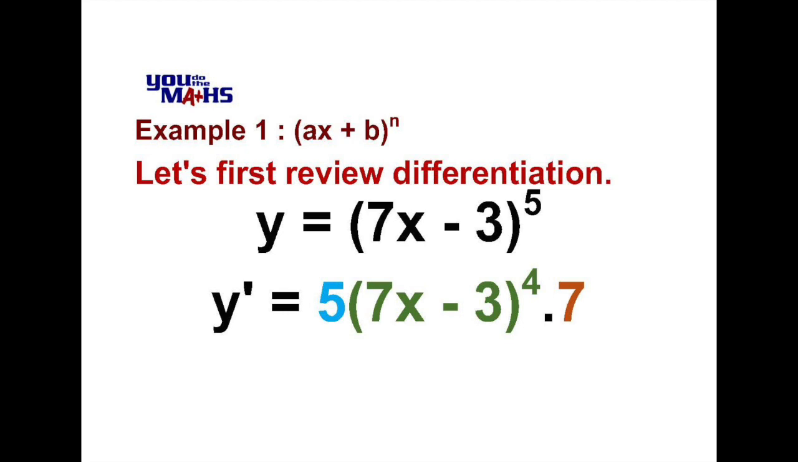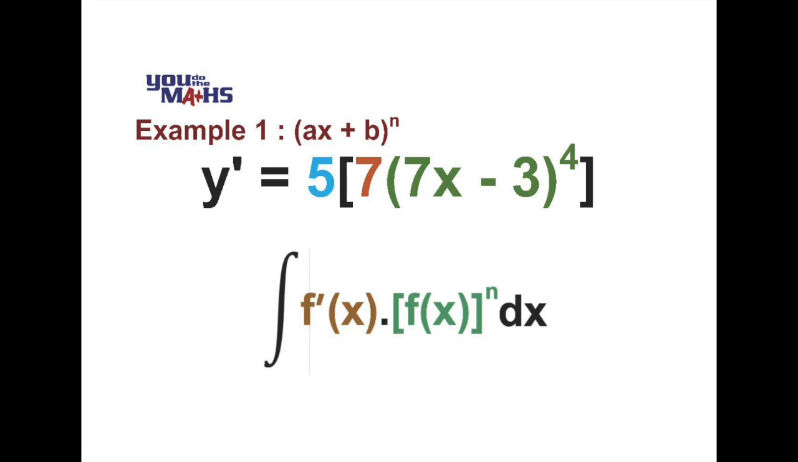Let's first of all label our bracketed expression as our function, in other words, f at x. What happens is that the inside of our integral must have that function to a power, in this case n, and it must be multiplied by the derivative of what's inside the bracket. You'll notice at this stage we've left off the 5.